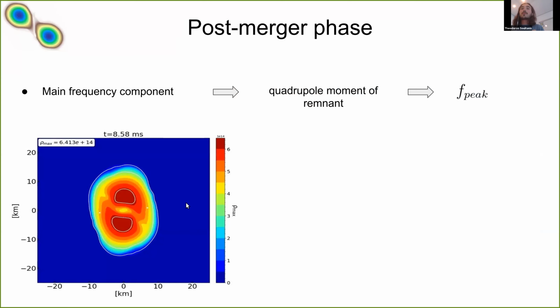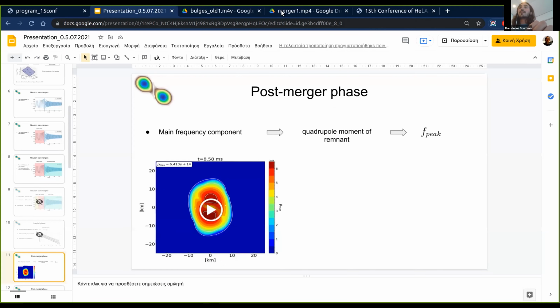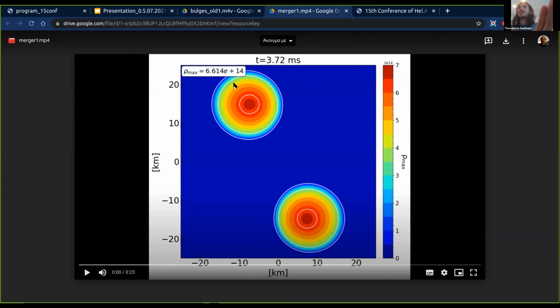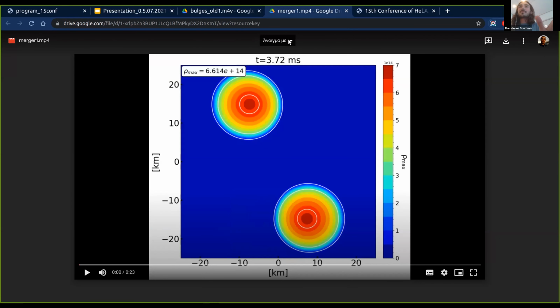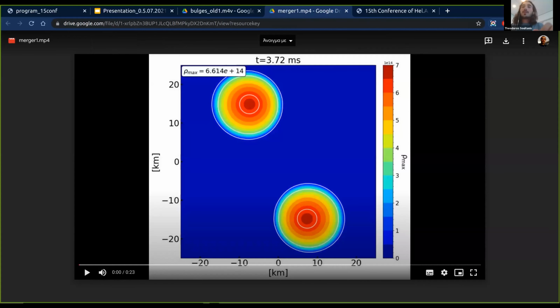So I have a movie, but unfortunately Google Slides does not allow me to play it very well. I will try to open another tab. Do you still see the presentation or the tab with the movie? Okay, I'm not sure. Wait a second. Sorry for that. Okay. So hopefully now you see some movie.